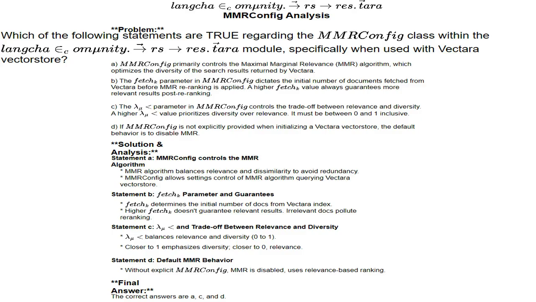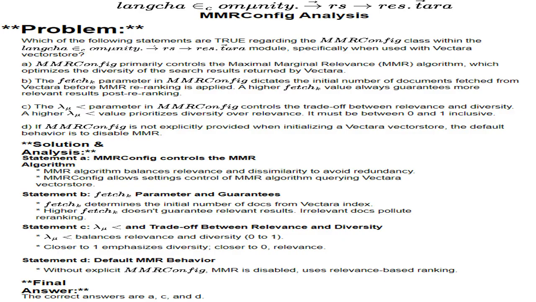Alright, this is the core question we're tackling. It sets the stage for understanding how MMRConfig functions in the context of Vectara. It focuses specifically on identifying true statements about the class and its parameters, ensuring clarity and precision. Let's frame the challenge. The goal is to evaluate the provided statements about MMRConfig and determine their truthfulness. It's crucial to dissect each statement carefully to grasp its implications within the Vectara vector store context.